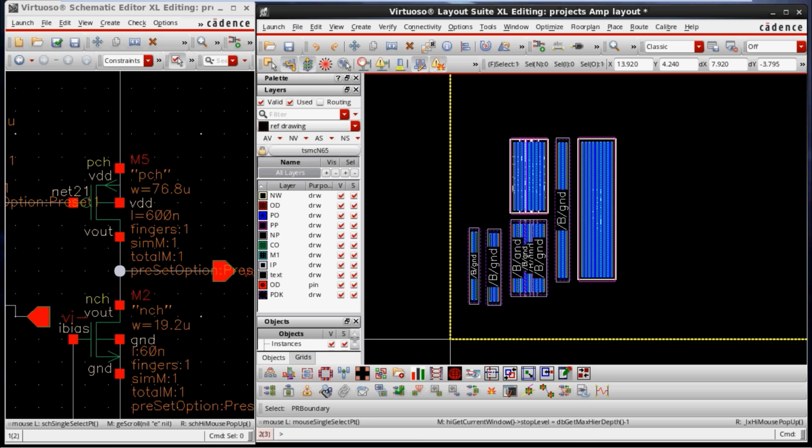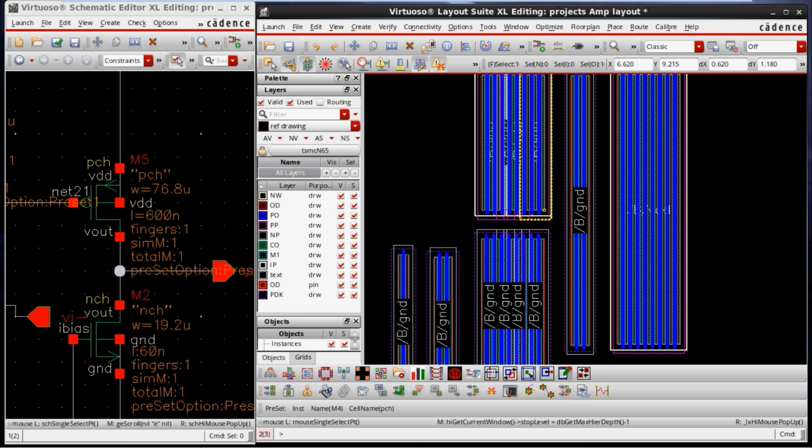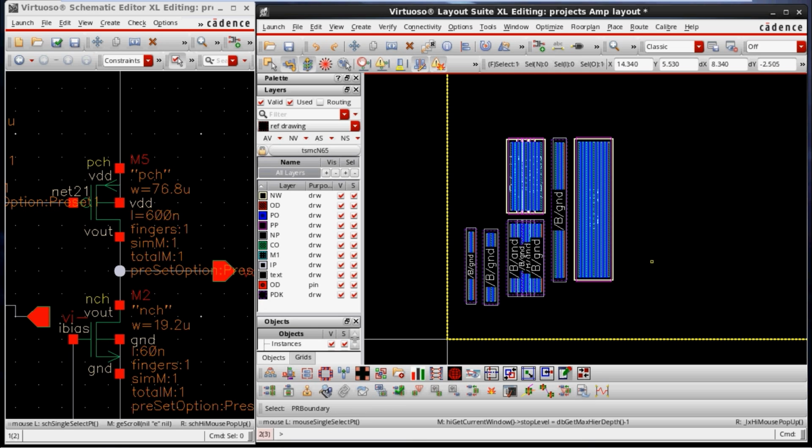This is not the only way, it depends on person to person, right? So this is the way we can simplify the layout. Still further we can simplify the layout. This is just an example I'm telling.